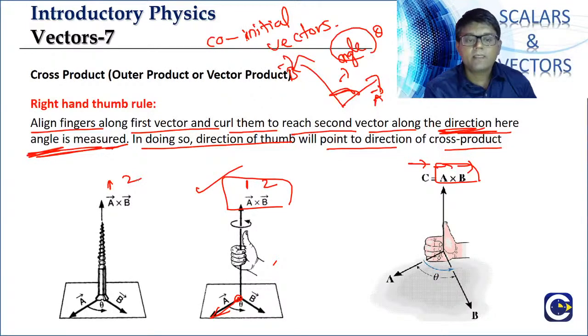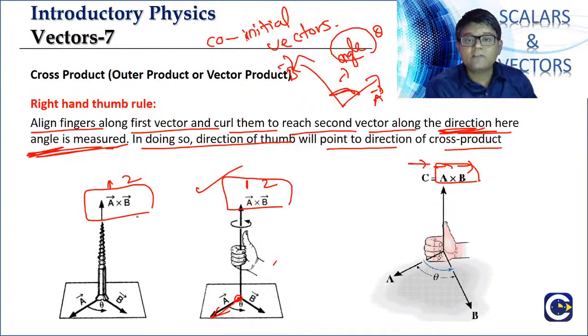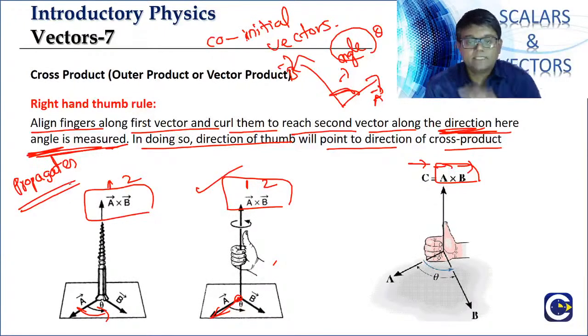If you have a screw at home, you can just try it. If you rotate the screw like this, the screw will be going up. That rotation of the screw using the right hand, from A bar to B bar, like you see the way it is rotated here, and the way the screw propagates, that is going to give us the A cross B direction.